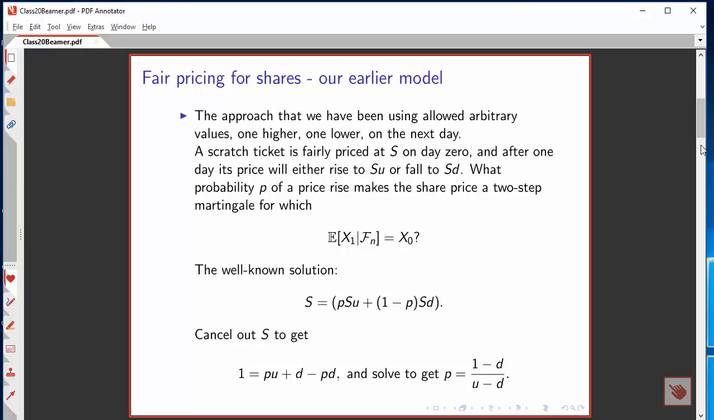What's the solution? Well, you say you've got a probability p that the price will go up to S times U, a probability 1 minus p that it will go down to S times D, and therefore the expectation is the sum of those two things. It has to be equal to S. The S neatly cancels out. We get 1 equals pU plus D minus pD. Solve it, and we get a probability of (1 minus D) over (U minus D).